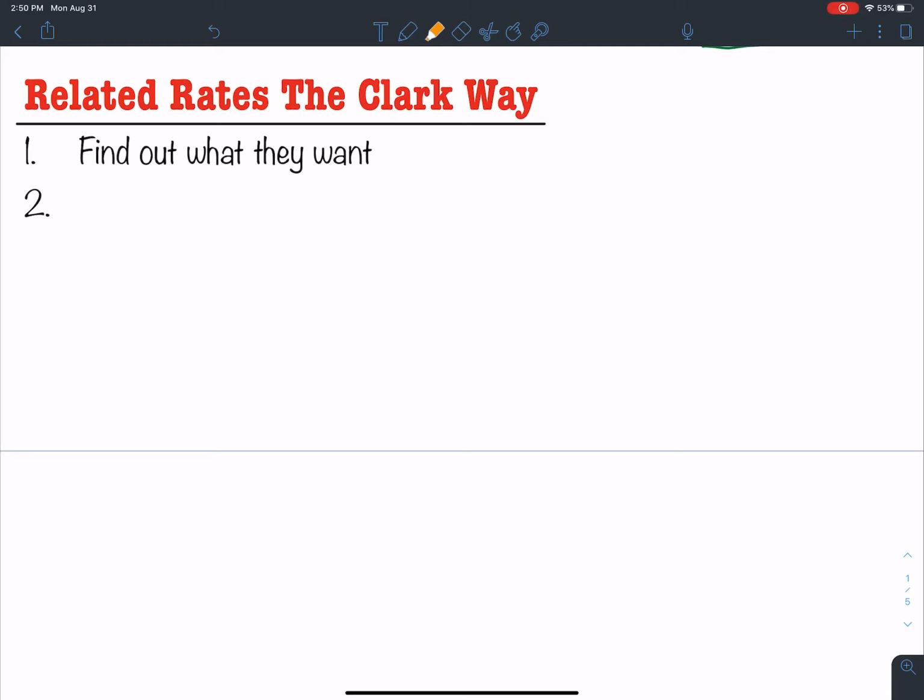Do they want the derivative with respect to t of y? They want dx/dt? Do they want the side length x or y? I mean, what do they want? That's what you've got to figure out first.